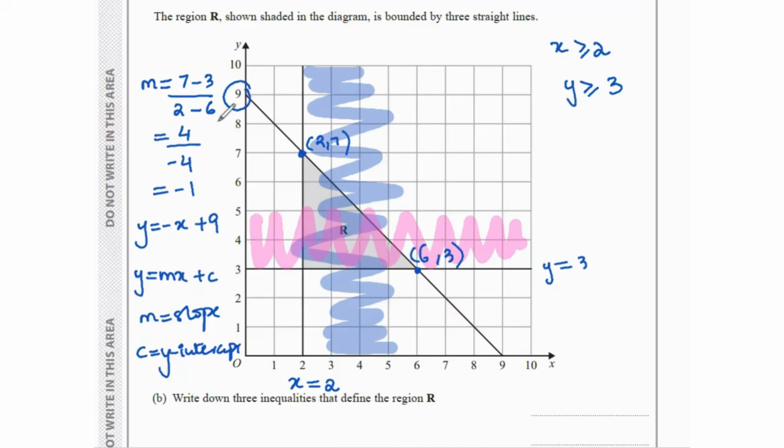Now for the inequality, if we notice, for this one, the shaded part is underneath the line. So underneath the line, the values of y are decreasing. It's 9, then 8, 7, 6. It's becoming lower in value, which means for this, the inequality is going to be y is less than or equal to negative x plus 9. These are the three inequalities for the given region.